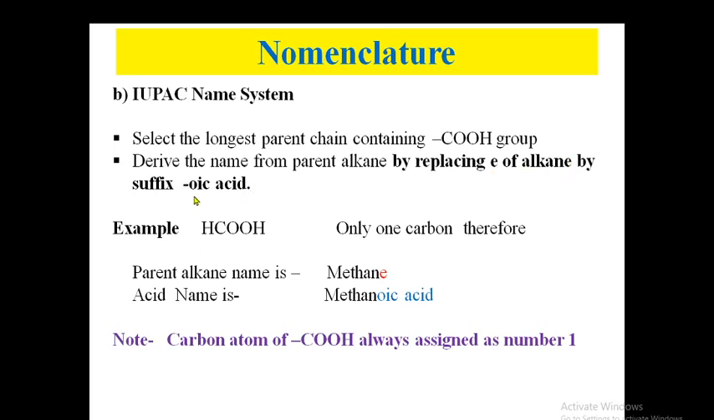For example, if you have this acid, it's formic acid, the common name. It has only one carbon. Therefore, the parent alkane name is methane, and the corresponding acid name is methanoic acid. So we are just replacing the e by oic acid. That's it. In this way, you can easily give the IUPAC name to any carboxylic acid.